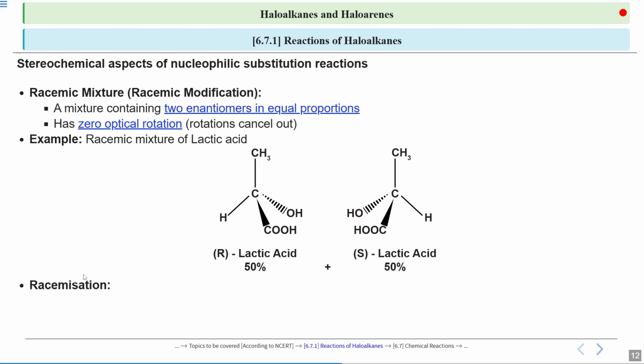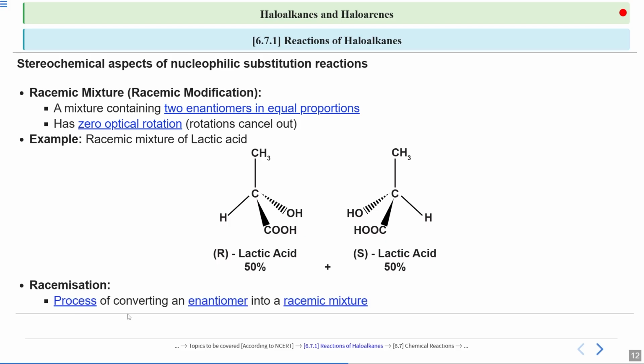Racemization. Now, the process of converting an enantiomer into the racemic mixture, that is, conversion of an enantiomer into the racemic mixture, is known as racemization.